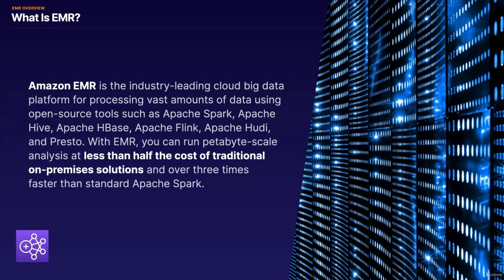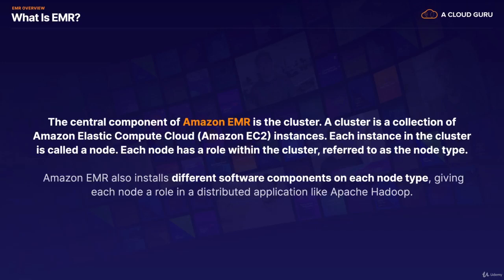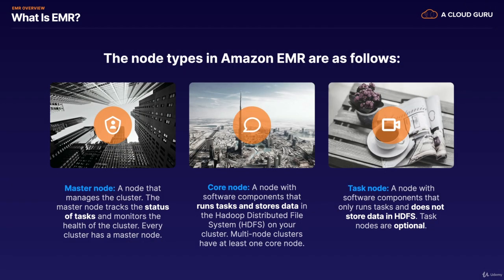So if you have any kind of scenario-based questions talking about big data, I want you to immediately start thinking about Elastic MapReduce. The central component of Elastic MapReduce is the cluster, and a cluster is simply a collection of Amazon Elastic Compute Cloud, or EC2, instances. Each instance in the cluster is called a node, and each node has a role within the cluster, which is referred to as the node type. EMR installs different software components on each node type, giving each node a role in a distributed application like Apache Hadoop. So let's look at the different node types.